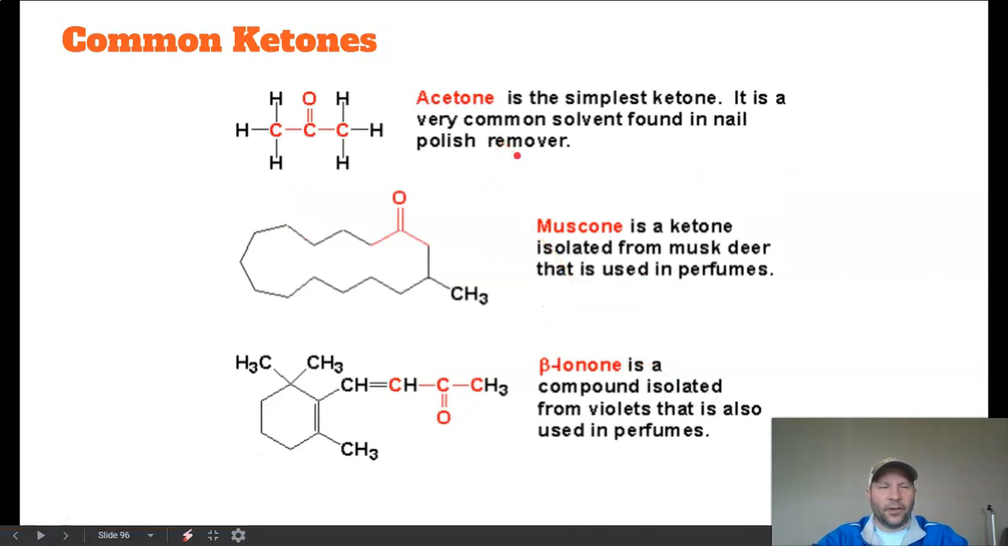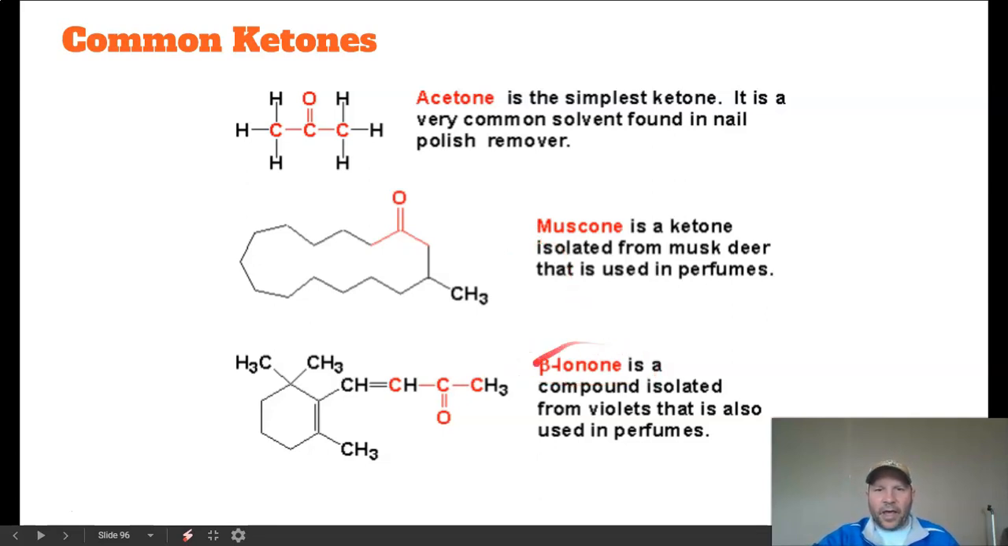Common ketones. Acetone, that's your nail polish remover. That's the most common one that you guys would know. Muscone, you might have heard some people out there say, I'm going to put on some musk or something like that. That is basically in perfumes or in cologne and stuff like that. But that's isolated from musk deer, so it's kind of weird.